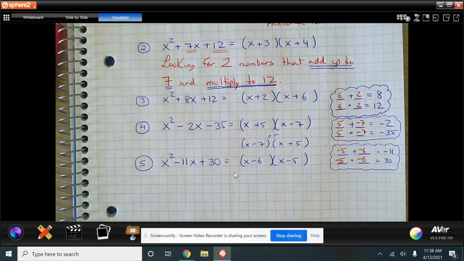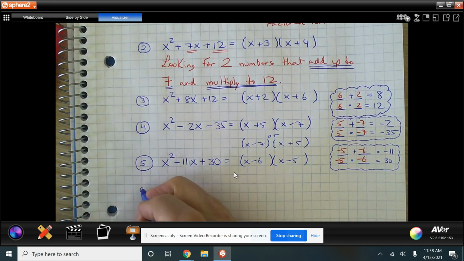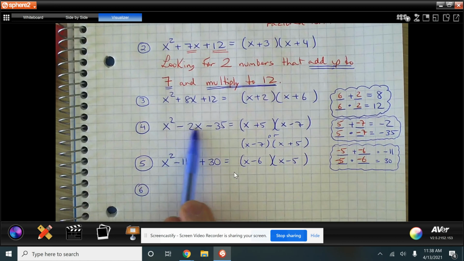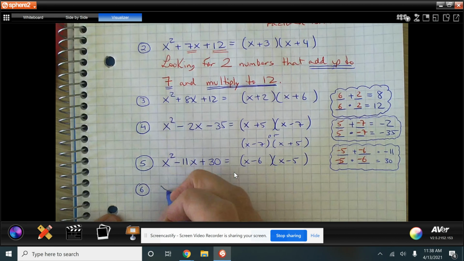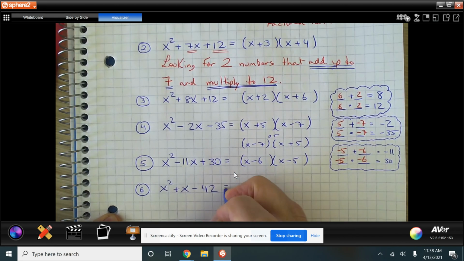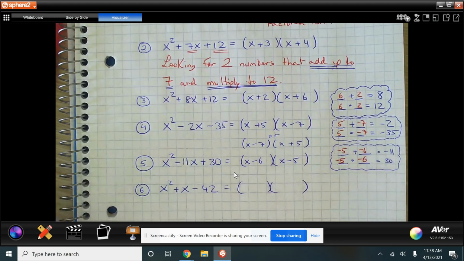Good. All right, one last example. And this is the only other thing that could go wrong. We could have two negatives, we could have one negative in the middle, or we could have one negative at the end. So here's the last possibility. What if we had the negative over there? We're going to factor, for our last example, x squared plus x minus 42.